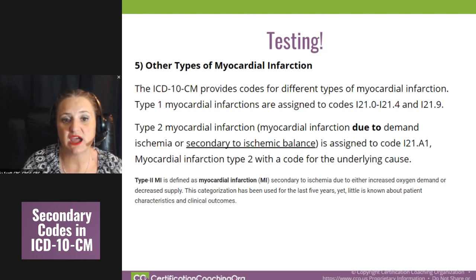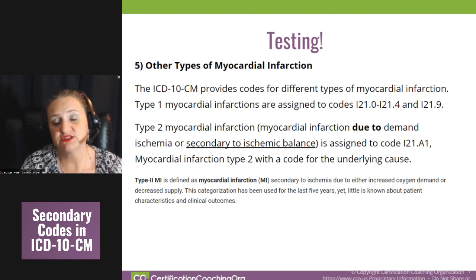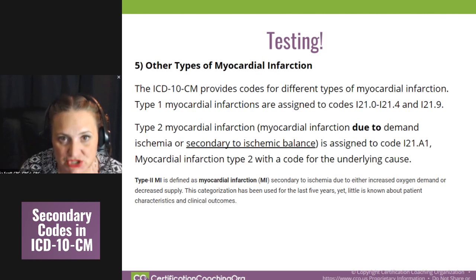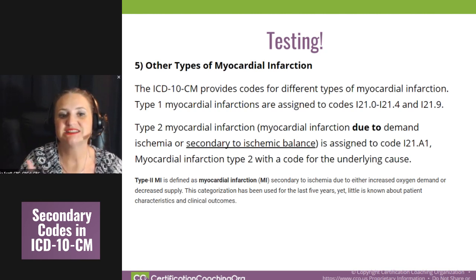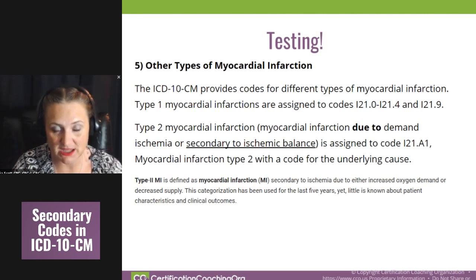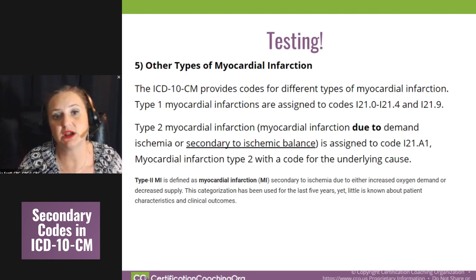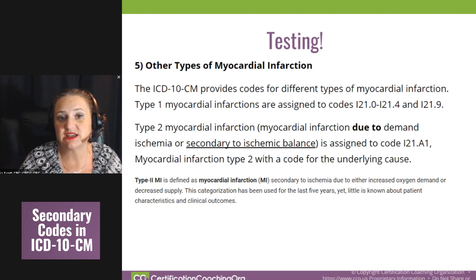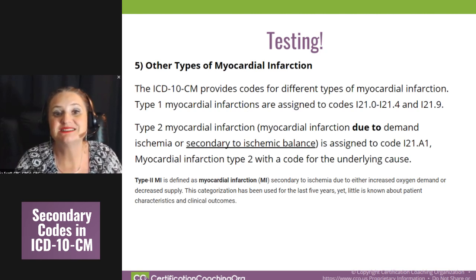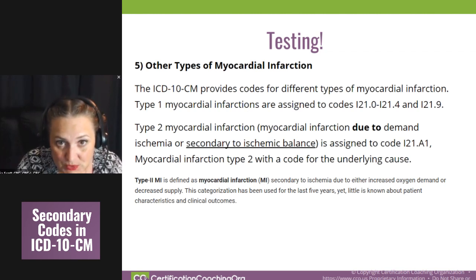So let's talk about type 1 infarctions. You're going to have I21.0 through I21.4, and then we also have I21.9, which is unspecified. Then type 2 is just secondary MI. Now, that doesn't mean a subsequent MI, because a subsequent MI is actually pretty common. Within the first 4 to 5 weeks after a person has an MI, they're likely to have another one. It's extremely common. And that would be called a subsequent MI, not a type 2.